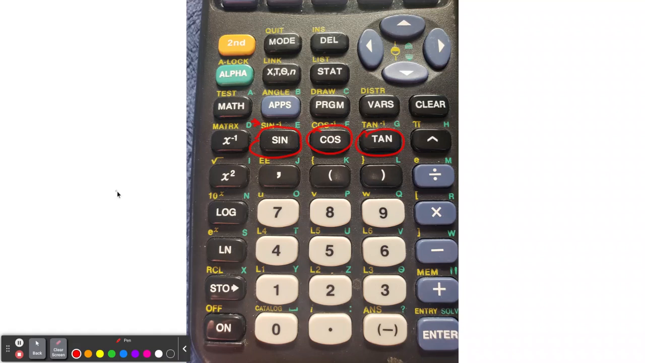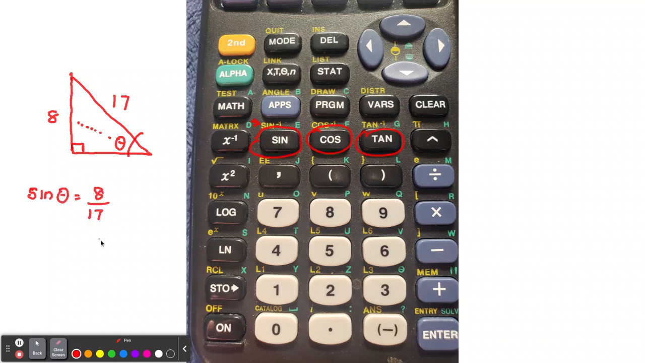So let's leave that up, and let's say I had a right triangle here. And we know it's a right triangle, there's that little box. Let's say I had 8 and I had 17, and we don't know the degree, so we're just saying angle theta. So how can we get the angle now? Well, opposite over hypotenuse, so we can use sine theta is 8 over 17, opposite over hypotenuse.